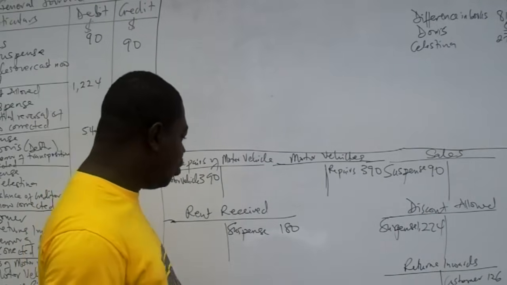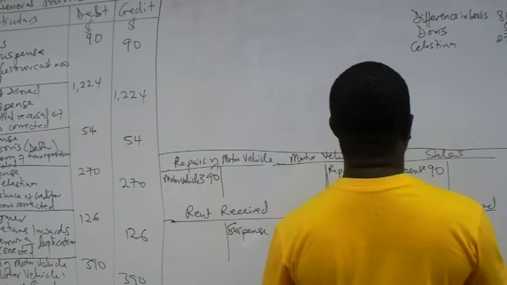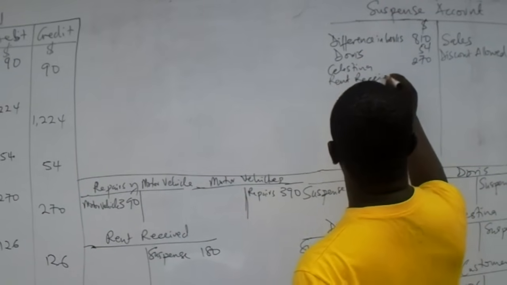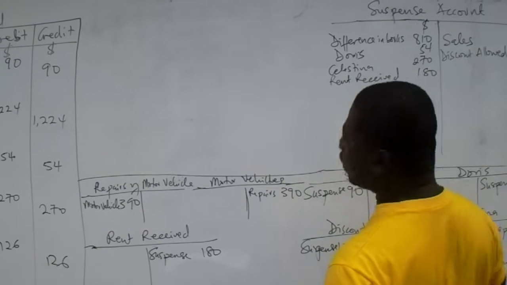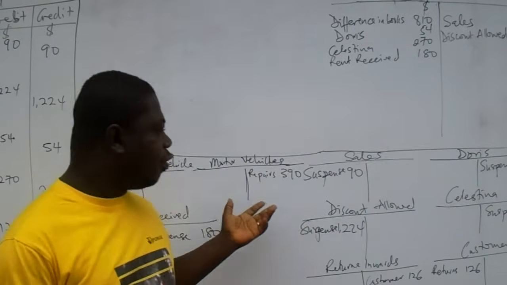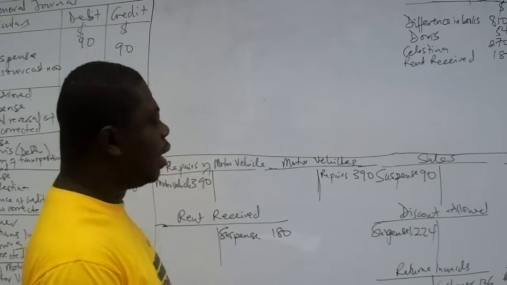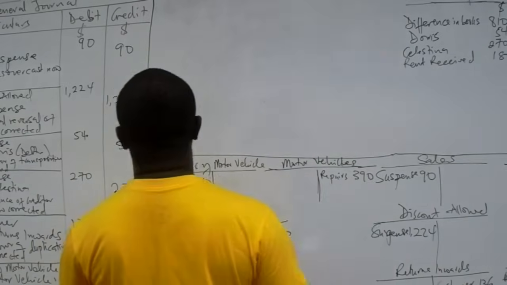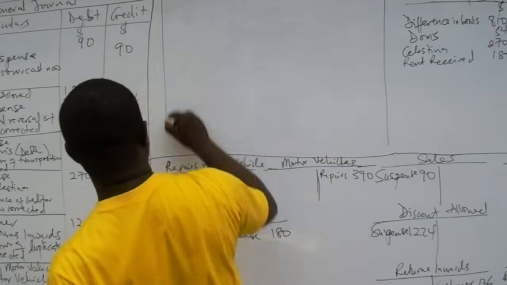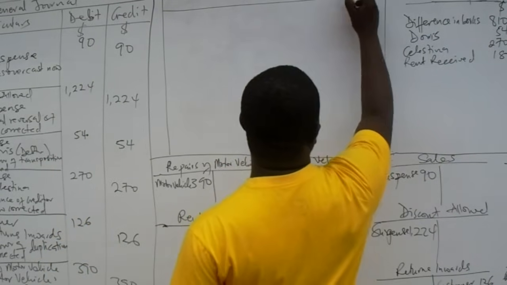So this will be taken to suspense and it will appear on the debit of the suspense account as rent received, $180. Okay, and once we are done correcting this, obviously we go back to the journal and then we put it there. Now, permit me to continue my journal here because the other side is full.